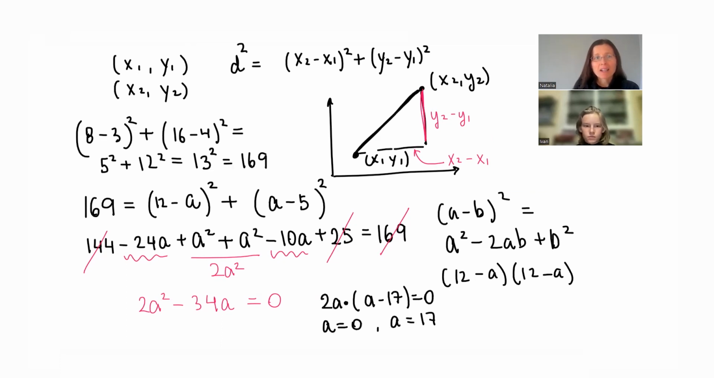And the problem asks to find the sum of all possible values of a. So our answer will be 0 plus 17, which is 17. Okay, so the distance formula here, which we showed, is the Pythagorean theorem.